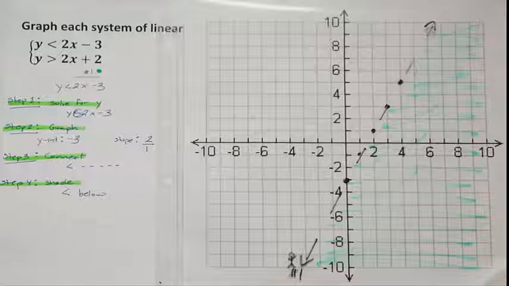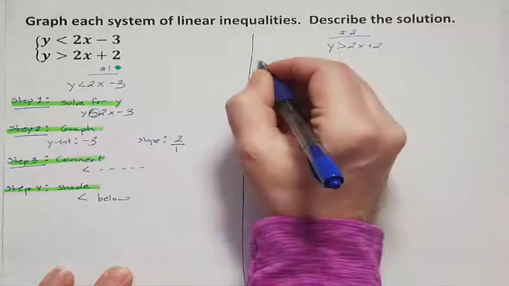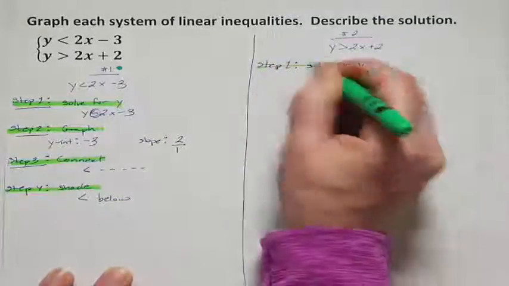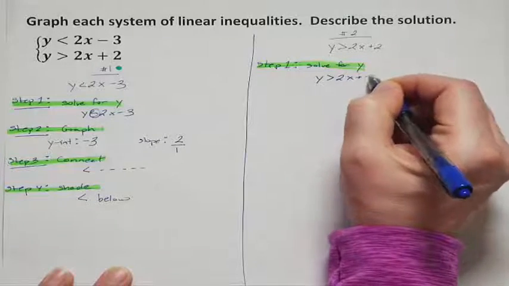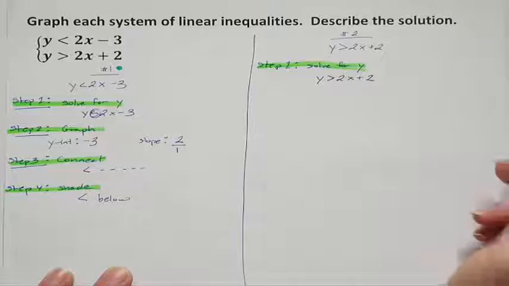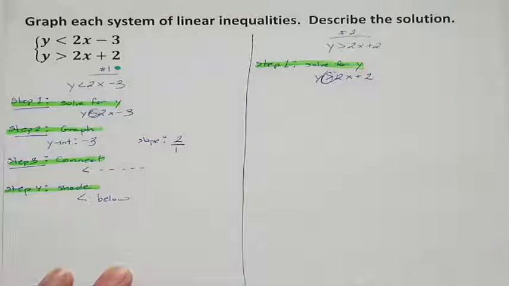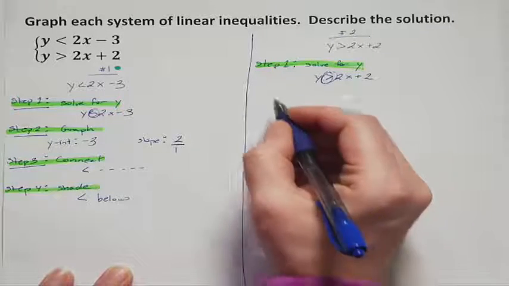So now we're going to put this aside and save it for a second because now we have to figure out what line number 2 looks like. So line number 2, step 1. I need to solve for the y. So the inequality was y is greater than 2x plus 2. It's already solved for y. So this is the equation we're going to be graphing. Since that's the equation we're going to be graphing, that's the symbol we're going to refer to when we figure out how to connect and how to shade.